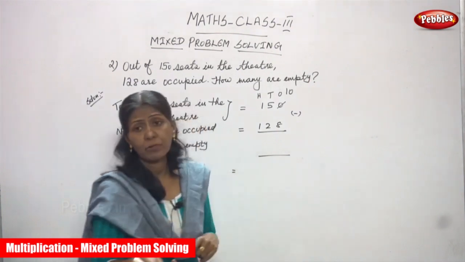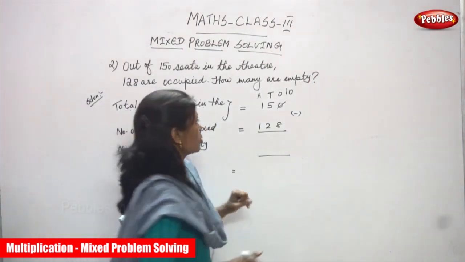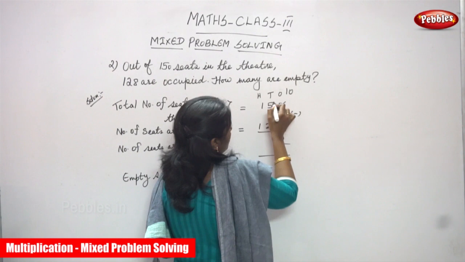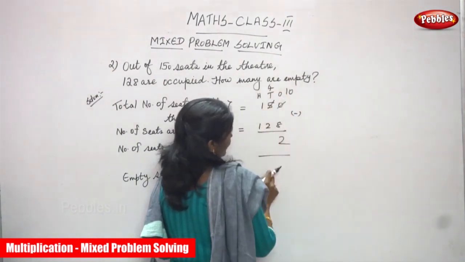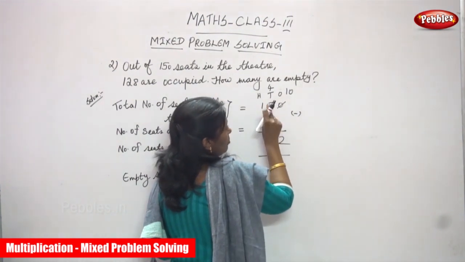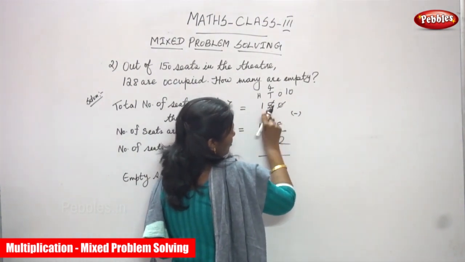You have to do the backward counting after 8, that is 9 and 10. So you must write 2. Now what does this 5 become? 4 tens, because you borrowed 1 ten from 5 tens.